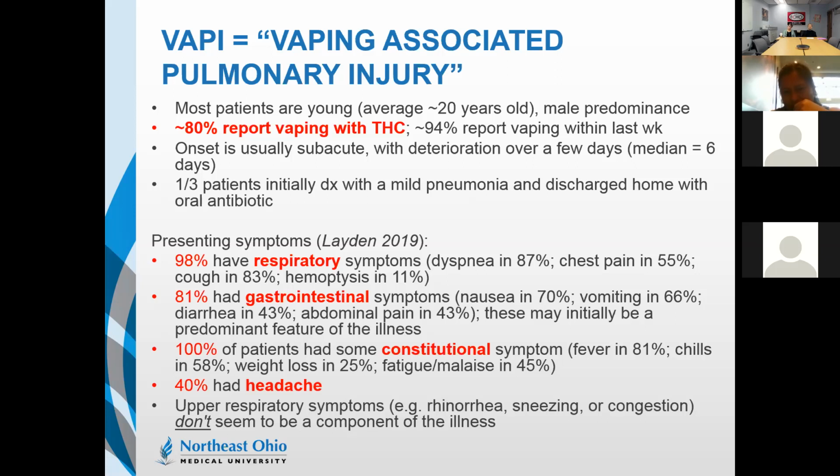You can see the presenting symptoms. So respiratory symptoms, GI symptoms, constitutional symptoms, and interestingly, 40% of them had a headache, but upper respiratory symptoms don't seem to be a component of the illness. So that's basically what it looks like.